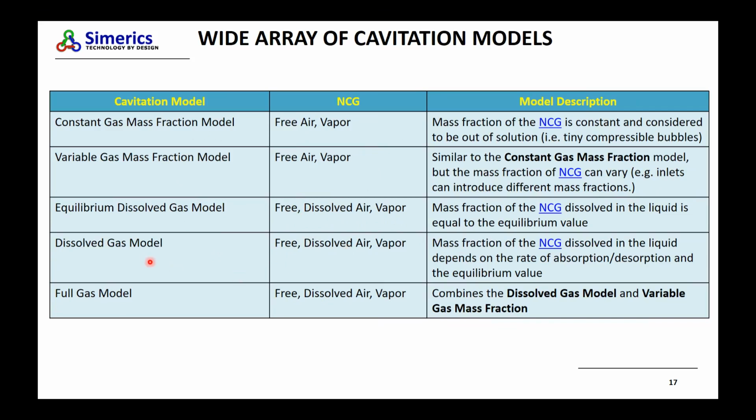For the dissolved gas model, we have again the three phases: the free, dissolved air, and vapor, along with the liquid. And here we have some absorption and desorption rates at equilibrium value. So you can control how fast or how slow the dissolved and the free air go out in and out of solution, basically. And the full gas model is basically the full combination of everything. You will essentially be doing the dissolved gas model, but combined with the variable gas mass fraction. So essentially it's a more complete model.